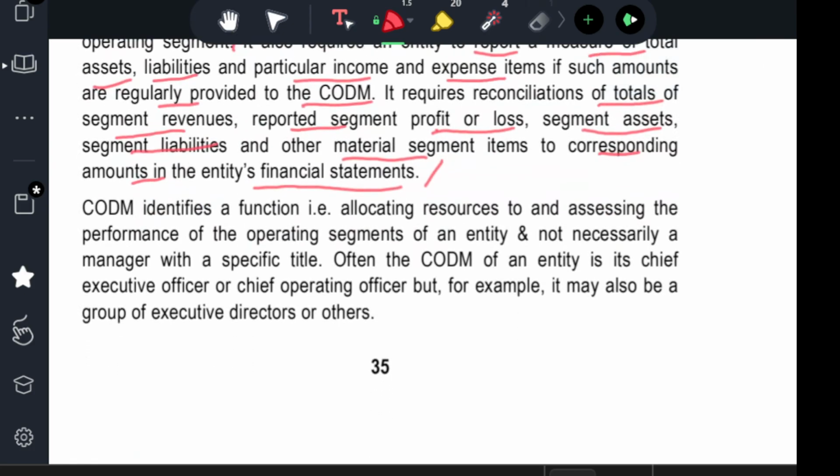The CODM identifies a function that is allocating resources to and assessing the performance of the operating segments of an entity; it is not necessarily a manager with a specific title. Often the CODM's title is chief executive officer or chief operating officer, but for example, it may also be a group of executive directors or others. So who is the person? The CODM is the person who allocates resources. Some companies may not have a CODM; they have CEOs and CFOs, so they may also direct. Sometimes group companies may have group executive directors and others. So they are also a responsible person. So the recognition of the person who needs to report has also been given in this segment.